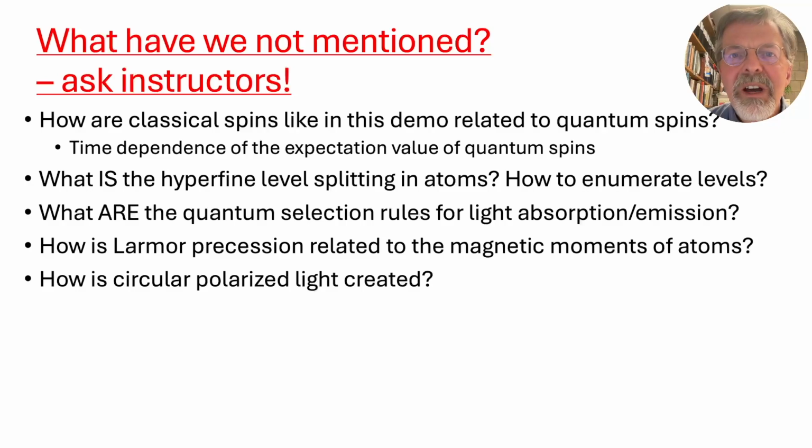We didn't really talk about how Larmor precession is related to the magnetic moment of the atoms. So a bit more quantum, or really classical physics, is needed there to make that connection between Larmor precession and angular momentum and magnetic moments. That's a nice connection that we didn't really talk about. And we didn't really explain how light comes to be circularly polarized in the first place, and this whole trick only works with circularly polarized light. So you might want to investigate that in due time.